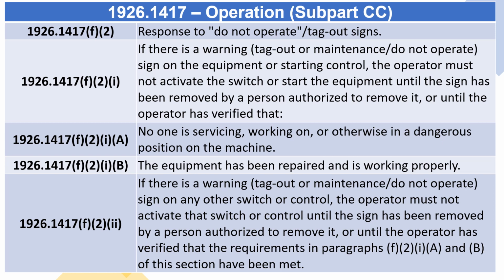1926.1417(f)(2)(ii): If there is a warning, tag out or maintenance/do not operate sign on any other switch or control, the operator must not activate that switch or control until the sign has been removed by a person authorized to remove it, or until the operator has verified that the requirements in paragraphs (f)(2)(i)(A) and (B) of this section have been met.